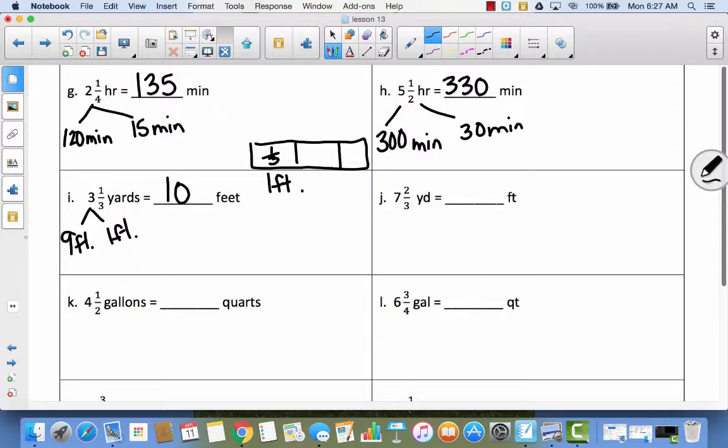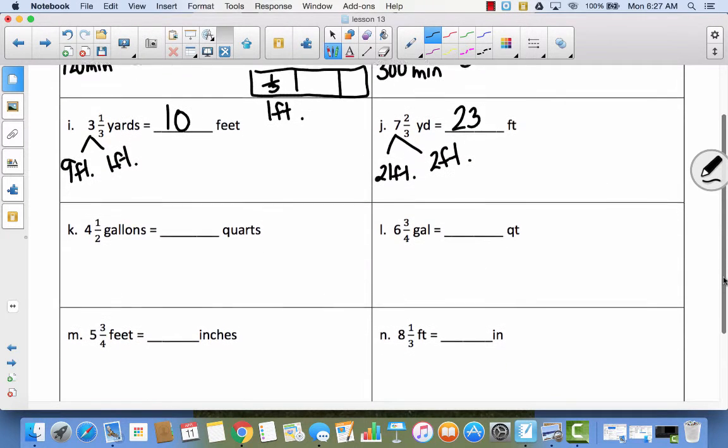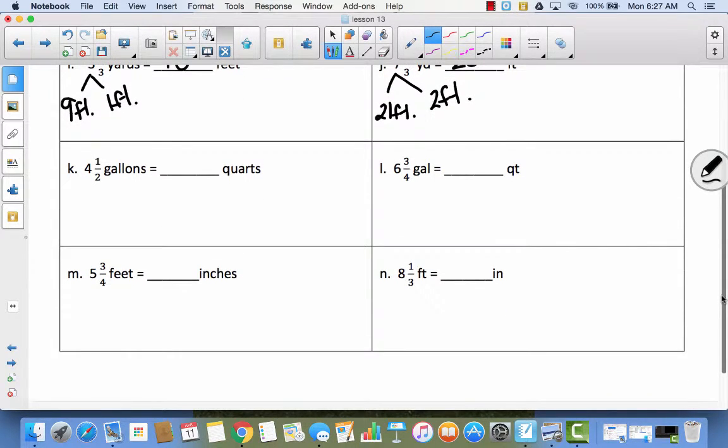So 7 2/3. Well, 7 times 3 would be 21. And then 2 out of 3 would be 2 feet. So together that equals 23 feet. All right, now let's talk about gallons and quarts. Do you remember how many quarts are in a gallon? Well, there are 4. So if I have 4 gallons, that would be 16 quarts.